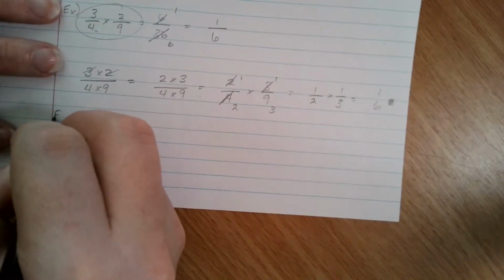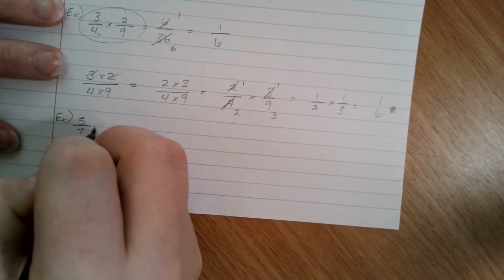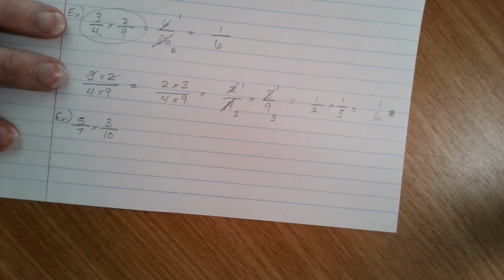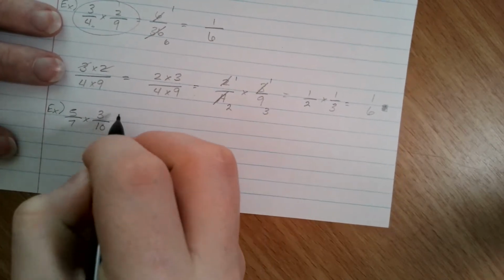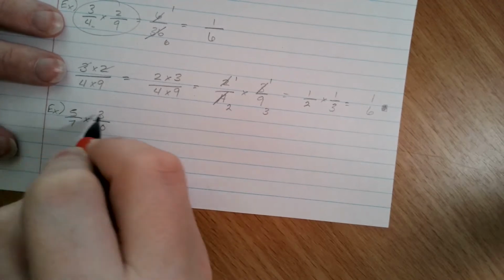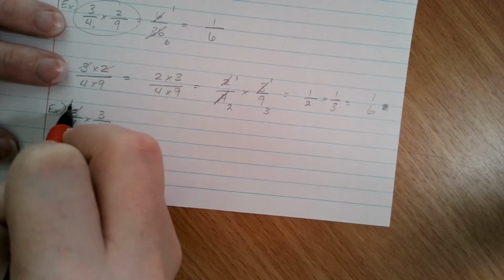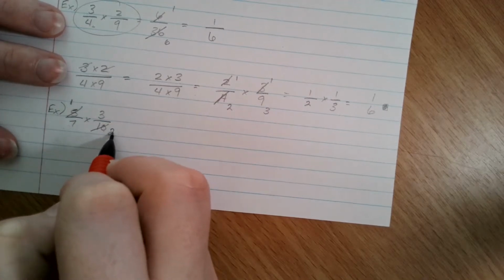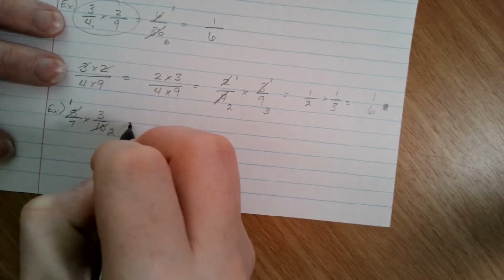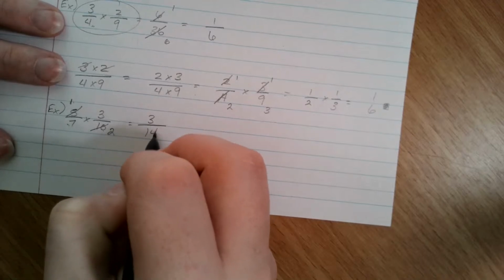I have another example. 5 over 7 times 3 over 10. I'm going to reduce first. That is to say, 5 and 3 over 7 times 10. 5 and 10, they both have a 5 in common. 5 goes into 5 once, 5 goes into 10 twice. So 1 times 3 is 3. 7 times 2 is 14.